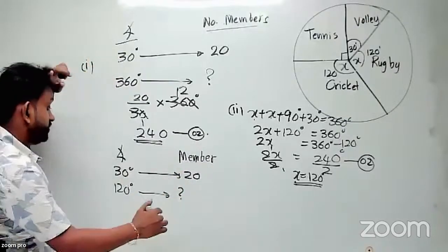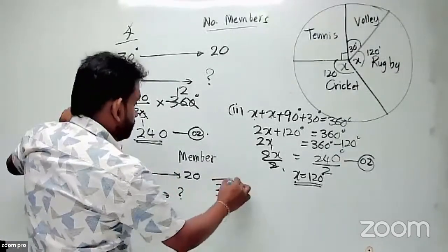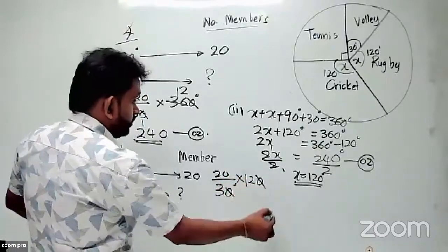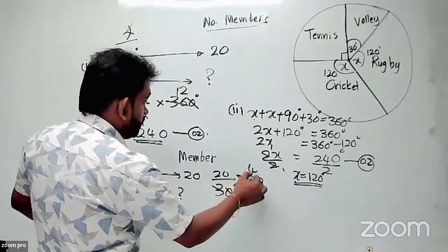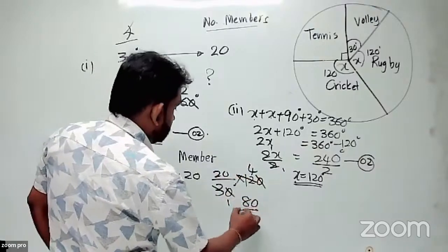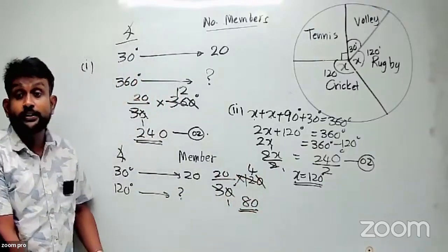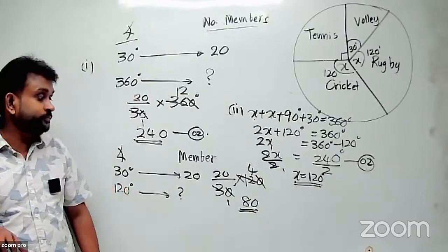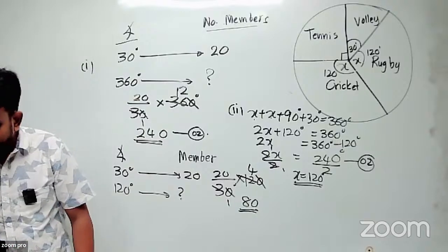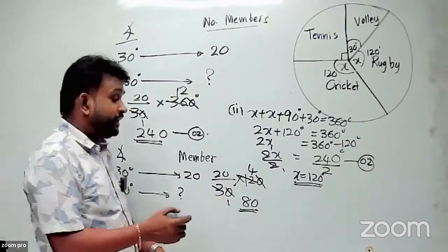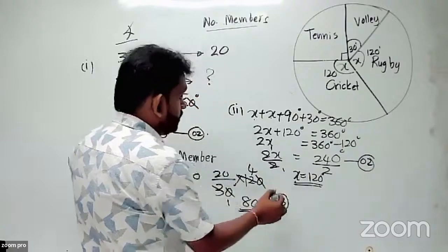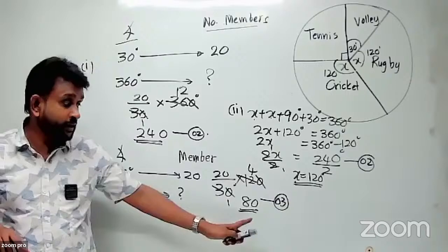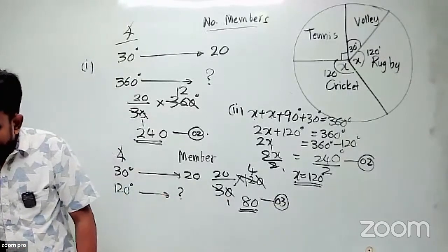Right? Direct proportion. So 30 means 20 members. Then 120 means how much? Zero zero cancel, 3 1 3 4. 4 into 20, that is 80. So 80 members are there dealing with cricket. Okay, for finding that one, 3 marks is there. You may have another method, find it. If you find it, that is okay.